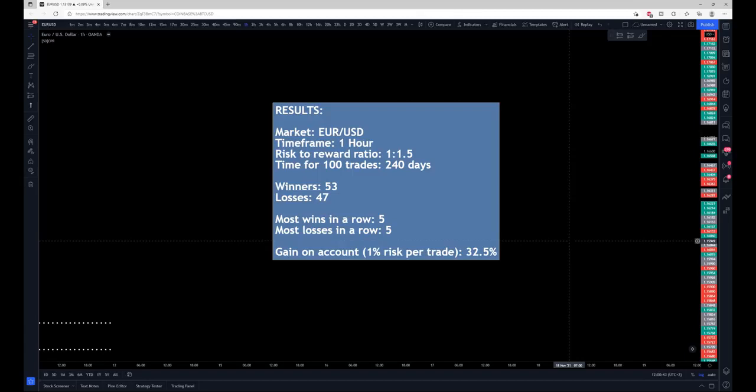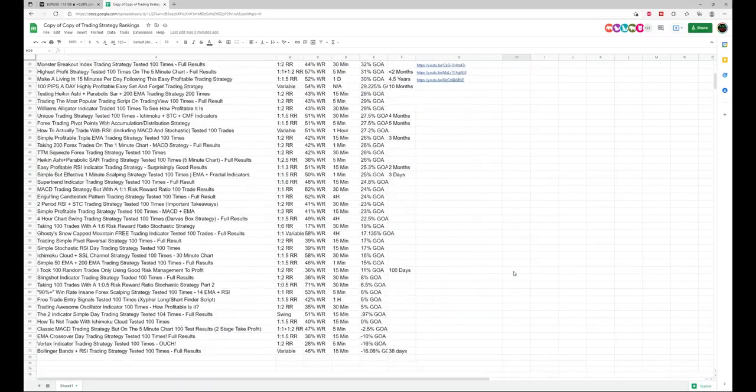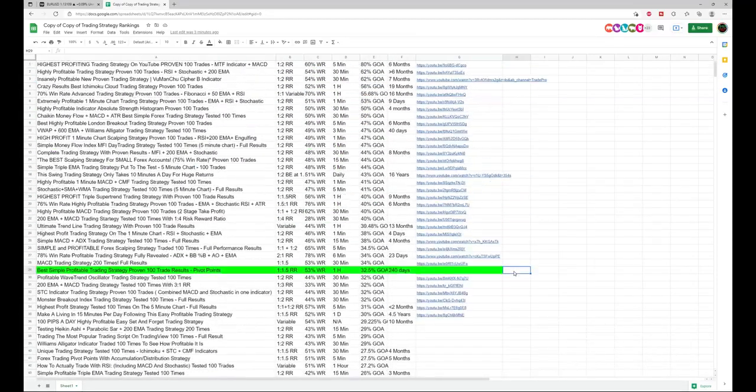So let's pop this on to the ranking spreadsheet and see how it stacks up. Here I am on the strategy ranking spreadsheet with this strategy falling at spot number 29 out of 72 strategies tested on the channel so far. So this one falls in that upper half, doing pretty well.